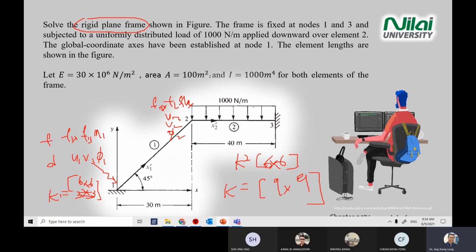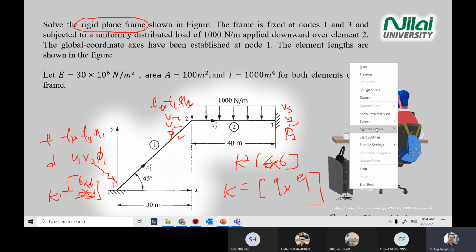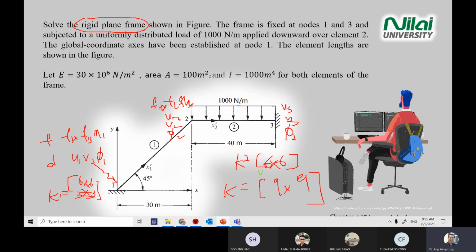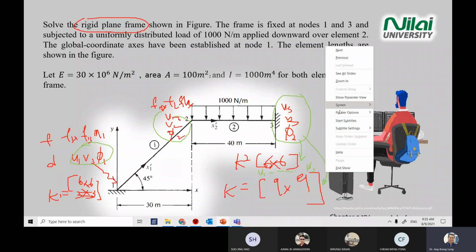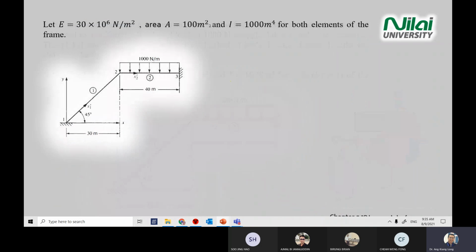Okay, why 9 times 9? Because you have all these, U3, V3, and rotation 3. So basically, if you write all this on the matrix itself, you write U1 until rotation 3 on top of the K matrix and on the side. You'll get a 9 times 9 matrix. Okay, once you understand this, it should be easy for you to solve.